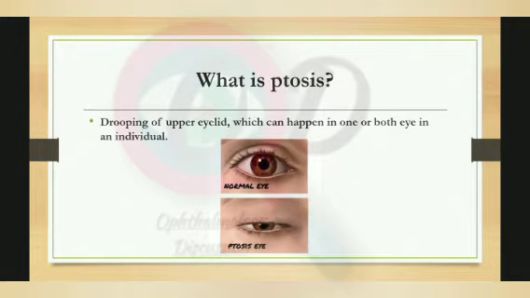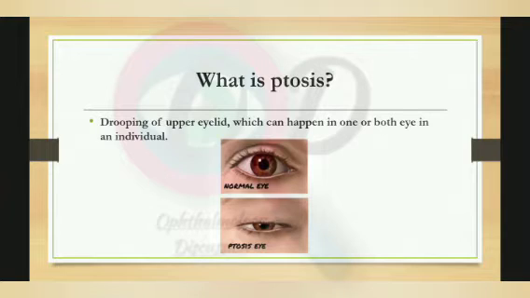First, what is ptosis? As we all know, ptosis is a drooping of the upper eyelid. But this is not sufficient, right? Drooping of the upper eyelid means the cornea is being covered by more than 2 mm. What does this mean? This means that our upper eyelid is covering the cornea by 2 mm or more.